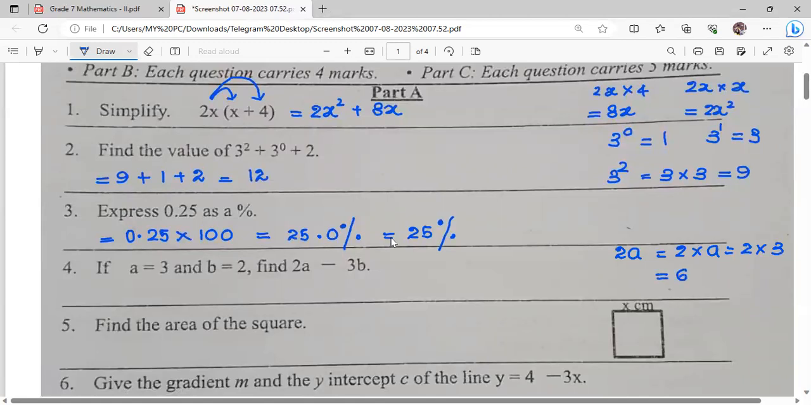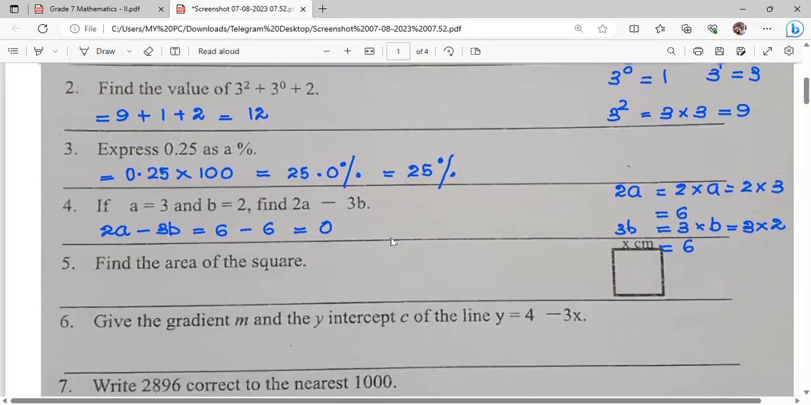The same way, I get the 3B value. What is 3B? 3 multiplied by B, right? So then I can write 3 multiplied by 2. My answer is equal to 6, right? So then what happened now? You write 2A minus 3B equal to, 2A is 6 and 3B is 6. 6 minus 6, the answer is 0. Right. So then the next one, you want to find the area of the square.